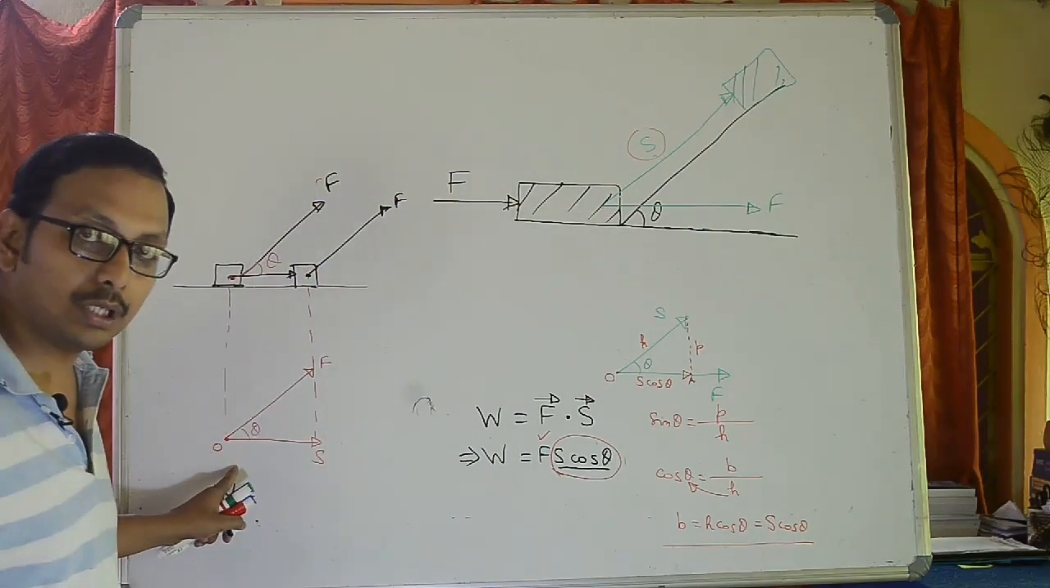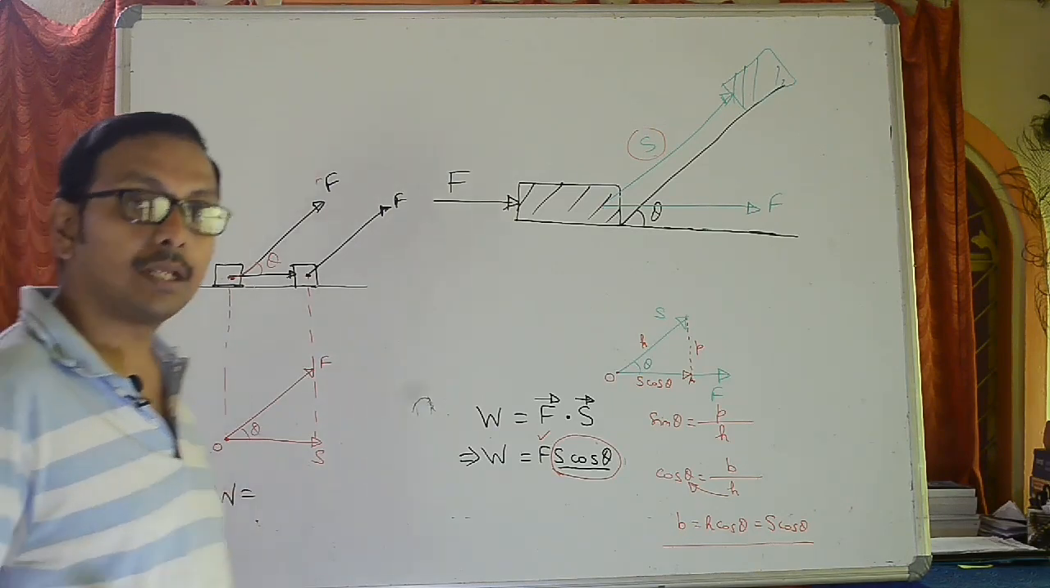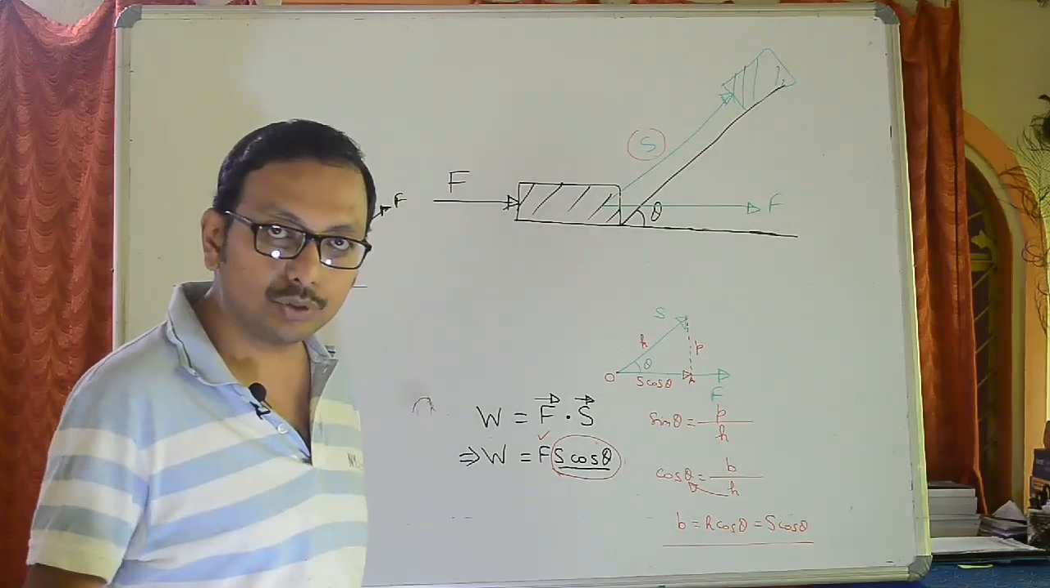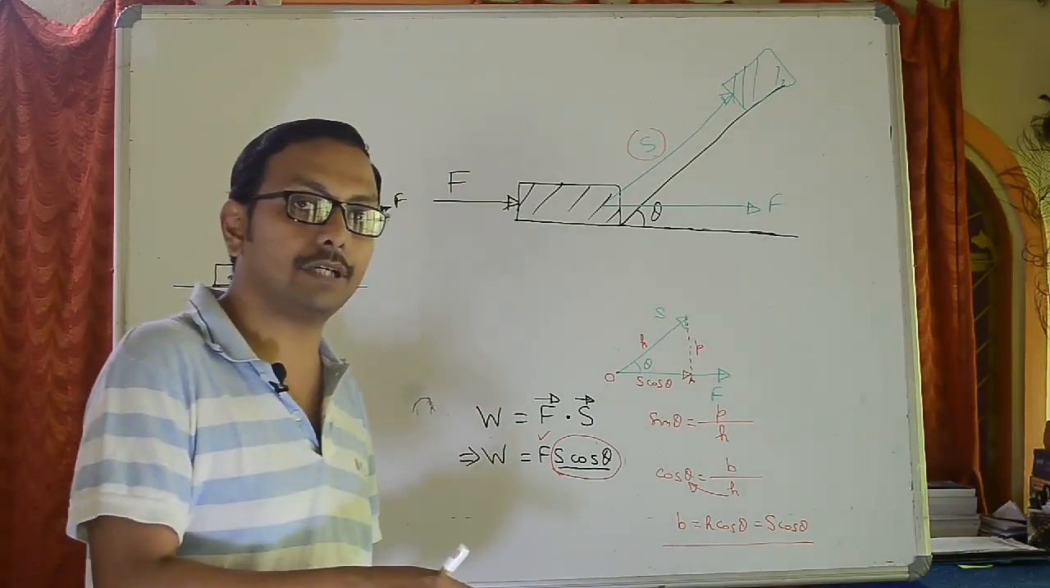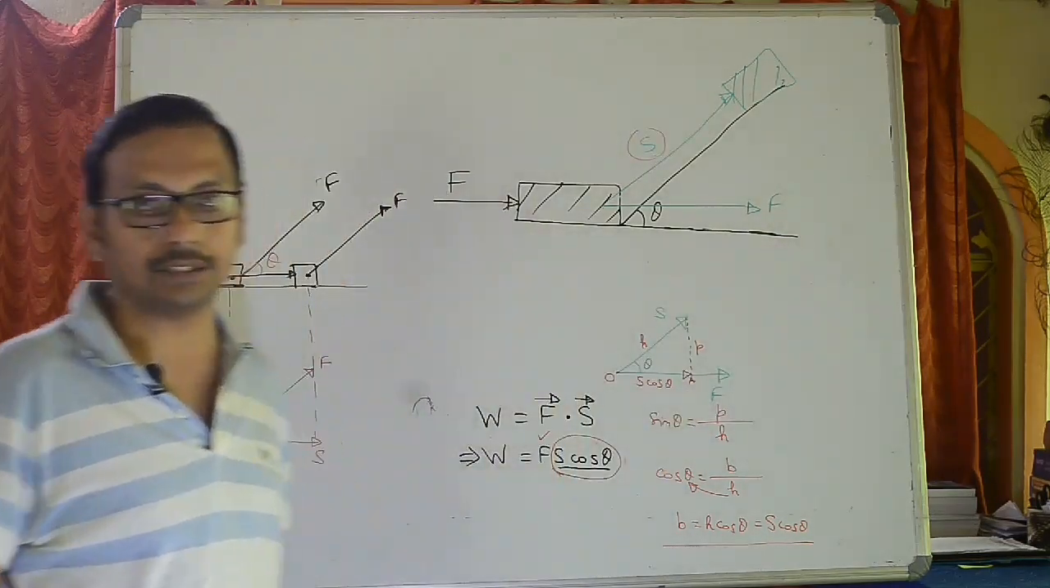So what is the scalar product? The scalar product says that it is the product of the magnitude of the first vector and the component of the second vector in the direction of the first vector. Clear?